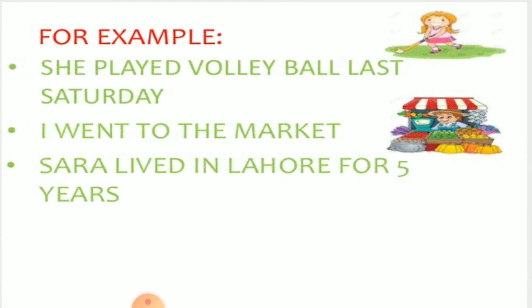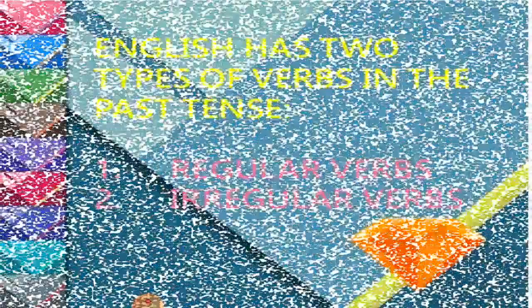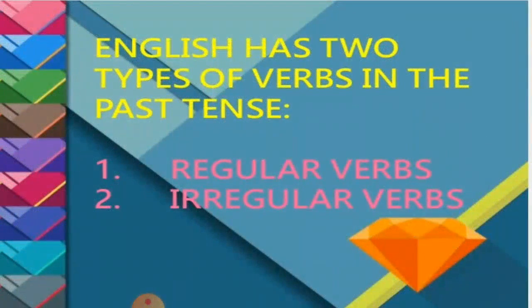Now let's see the example. She played volleyball last Saturday. So played is your second form of the verb. Now there are two types of verbs in past tense: regular verbs and irregular verbs.